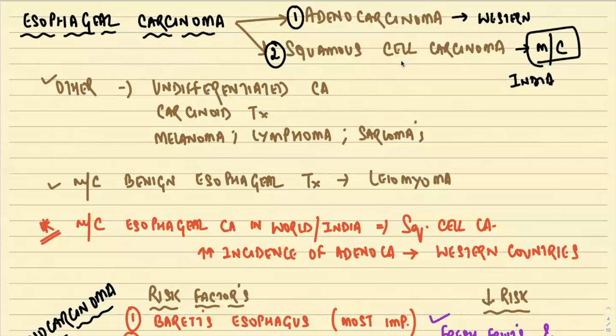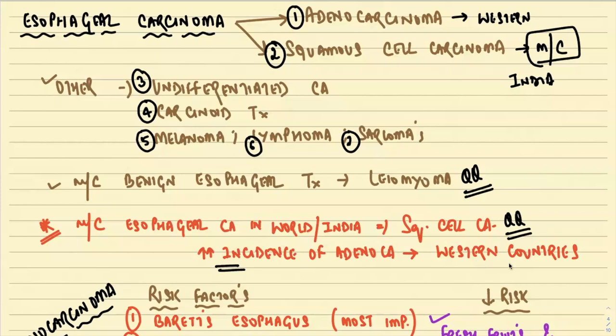Now, the other less common types of esophageal carcinoma are the undifferentiated variety of carcinoma, carcinoid tumors, melanoma, lymphoma, and sarcoma. Now, the most common esophageal tumor overall is a benign tumor, that is leiomyoma. It is the most common benign esophageal tumor. The most common esophageal cancer in the world or India, as I told you, is squamous cell carcinoma, whereas increased incidence of adenocarcinoma is basically seen in Western countries, as we have seen.